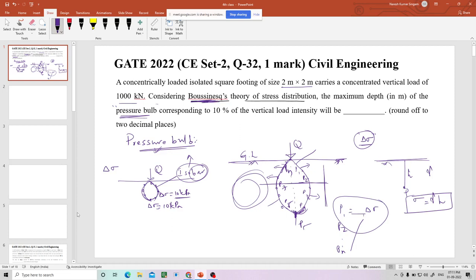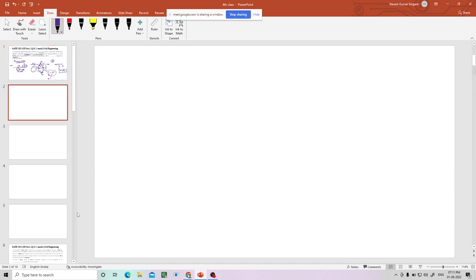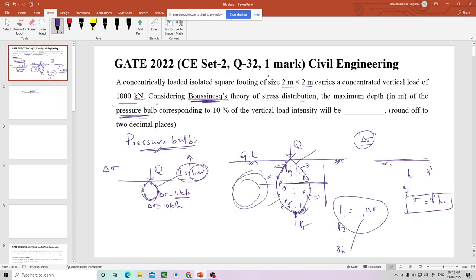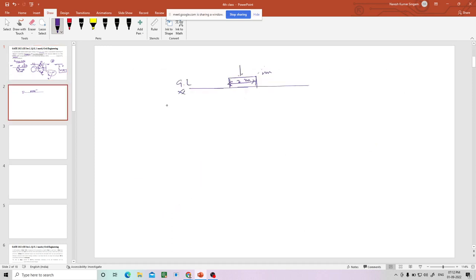So now here the question is, a concentrically loaded isolated square footing of size, let us draw that. This is ground level and there is a 2 by 2 meter footing. I am not drawing this side anyway. 2 by 2 carries a concentrated vertical load of 1000 kilonewton.